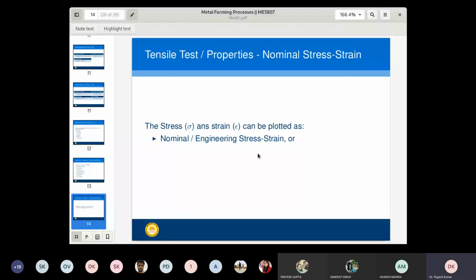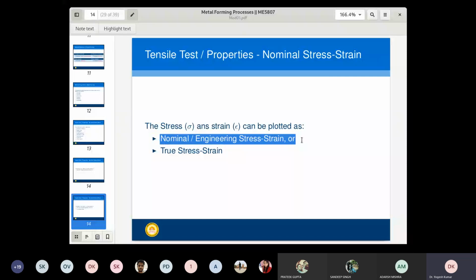Under tensile testing, stress is calculated from the load and the strain, and these are plotted on a stress strain curve. These plots can be of two types: one is called nominal or engineering stress and strain, and another is true stress and strain. First we will try to understand nominal or engineering stress strain.